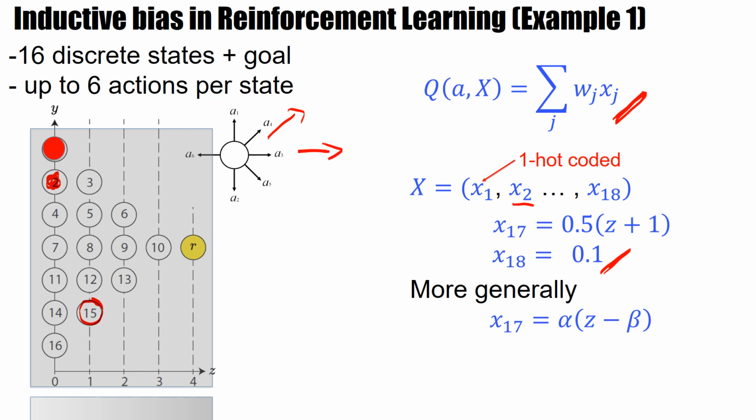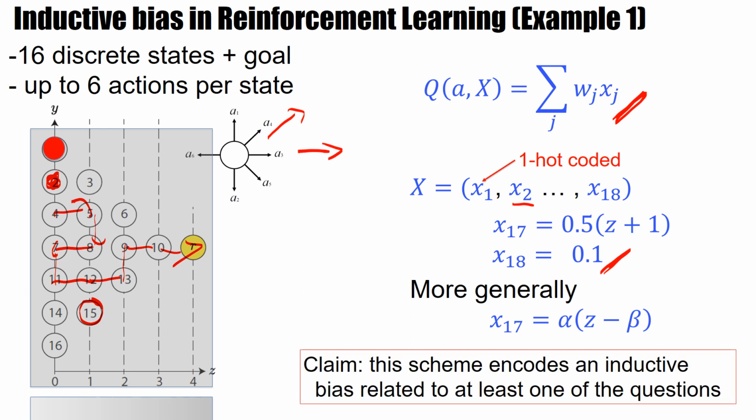And now the question is, you walk around in this maze, you take your actions in whatever possibilities, like this, and finally you reach the goal. What will happen? Well, the Q values will change. Now the question is, is this encoding such that you have a certain type of generalization? And the claim is, with this coding scheme, we encode an inductive bias that's related to one of the questions. Which one is it?